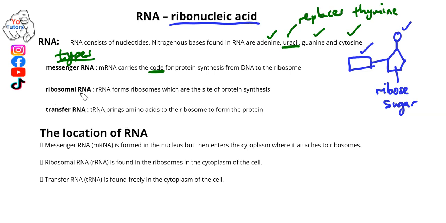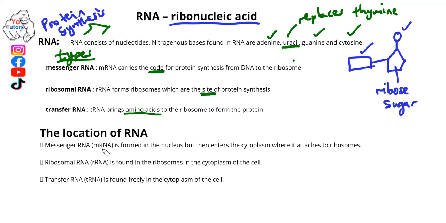Then the ribosomal RNA is the site for protein synthesis, because we know that protein synthesis occurs on the ribosomes. Then transfer RNA actually brings amino acids to ribosomes to form protein. So the main function of RNA is that it plays a very crucial role in protein synthesis. That's why your RNA is busy there.